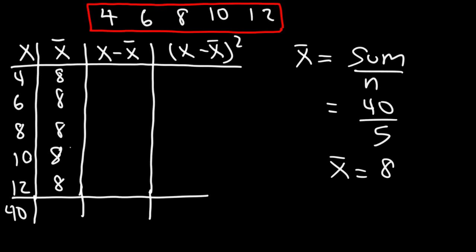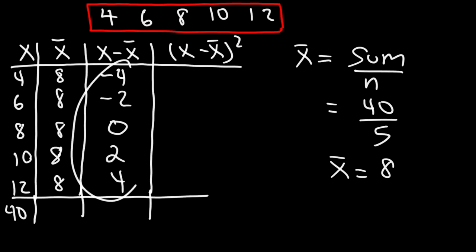Now let's calculate the deviations. 4 minus 8 is negative 4. 6 minus 8 is negative 2. 8 minus 8 is 0. 10 minus 8 is positive 2. 12 minus 8 is 4. Now, if we add up this column, the sum of the deviations should always be 0.